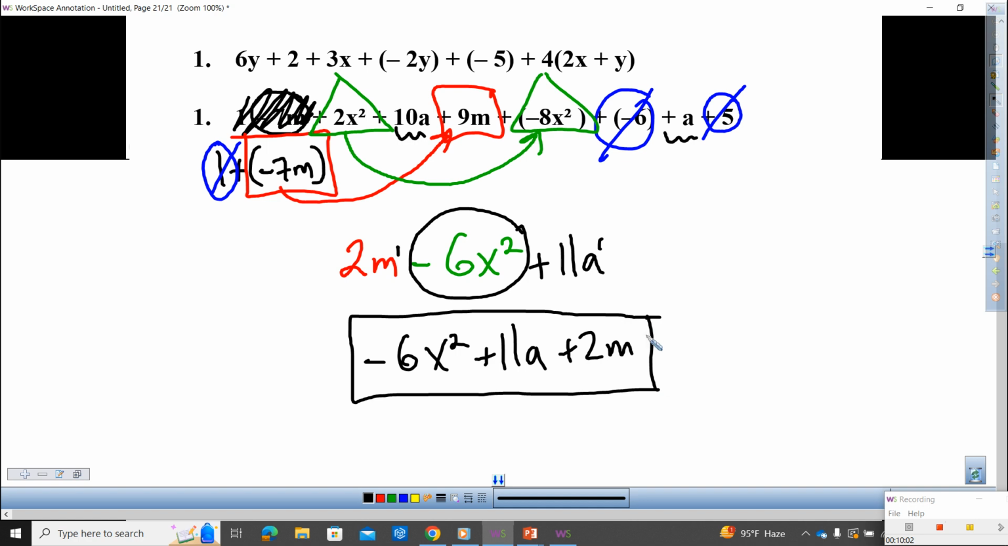And have you got something like that? All right. Okay. So once again, we're going to get there. It just requires a little bit more practice.